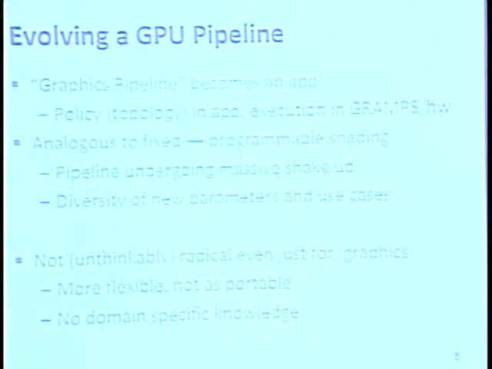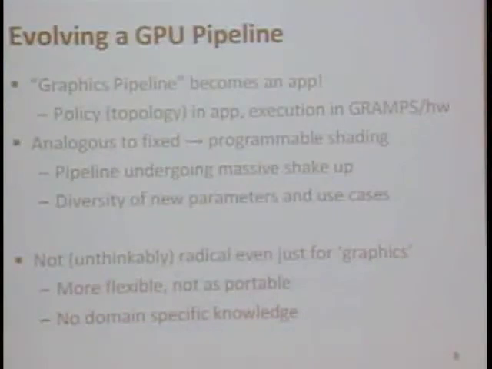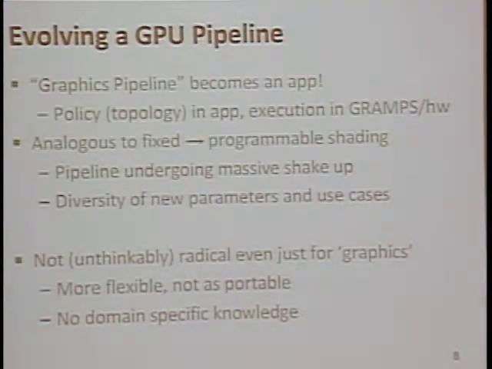Okay. So if you just want to talk about what happens to a GPU pipeline if you frame it Gramps style, then you get this slide. The graphics pipeline itself is now an app. It's software. Rather than having the connectivity of your pipeline burned into the hardware, it still has all of the fixed function units it used to have. It still has the FIFOs it used to have, the shader cores it used to have.